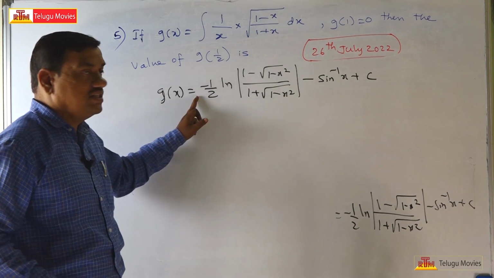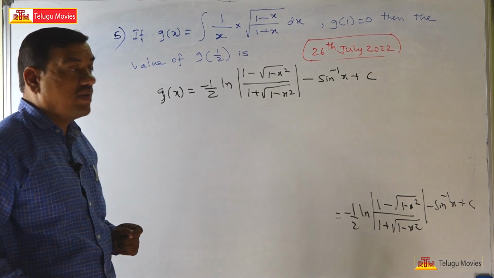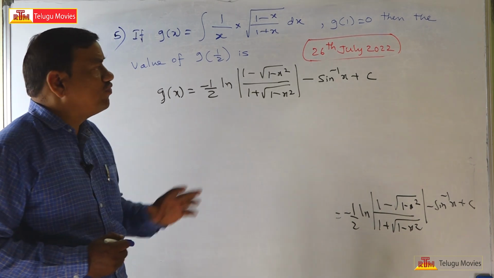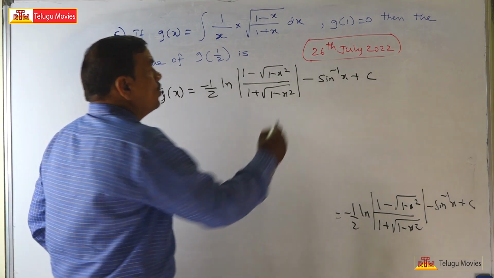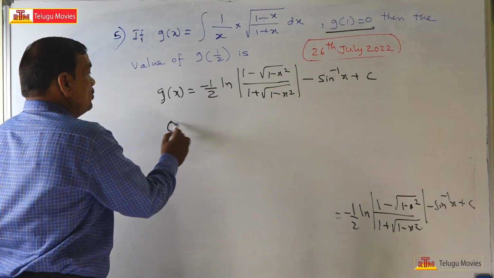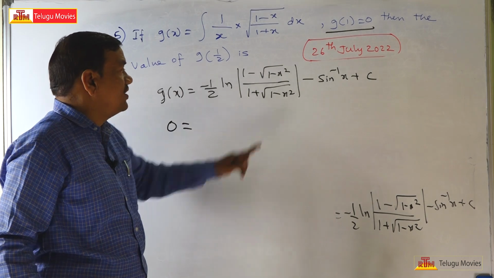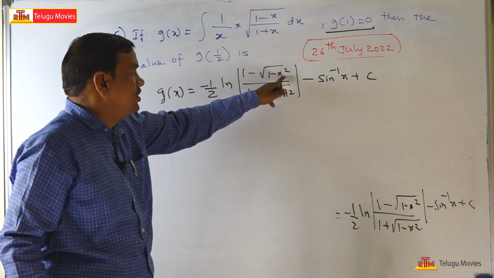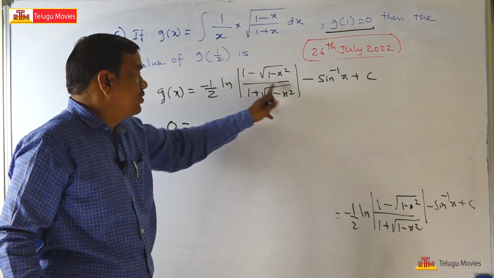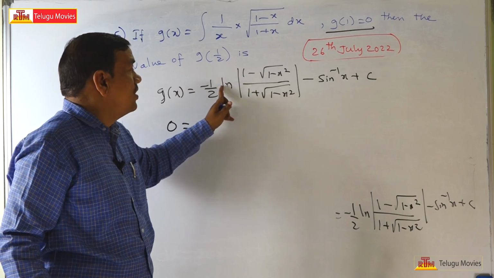Here g of x is equal to, we got minus 1 by 2 ln of 1 minus root of 1 minus x square by 1 plus root of 1 minus x square, minus sine inverse of x plus c. To find the constant of integration, we are given that g of 1 is equal to 0. That means 0 is equal to, wherever x is there, put 1. If you substitute 1 here, 1 minus 1 is 0, total in the numerator you will get 1 minus 1 square, that means 0. Here in the denominator also you will get 1 by 1, log 1 is 0.